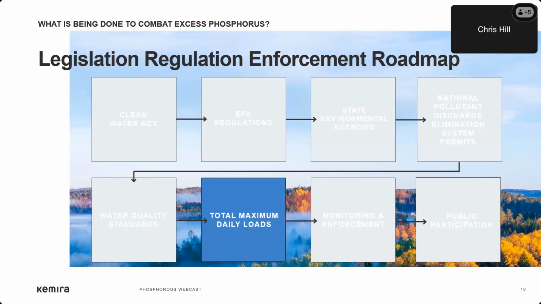Total maximum daily loads. For impaired waters, states develop TMDLs to limit the total amount of phosphorus and other pollutants. A water is impaired if you can't meet the water quality standards required for a desired use. TMDLs are submitted to the EPA for approval.